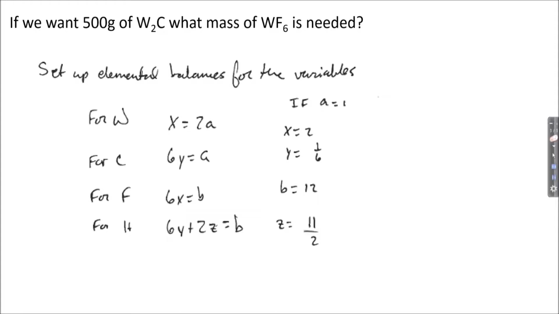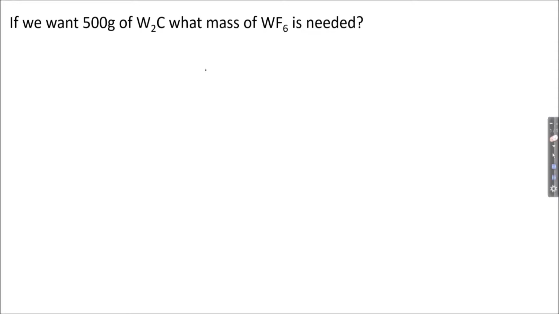We have a problem that's asking: if we want 500 grams of W2C, or tungsten carbide, what mass of tungsten hexafluoride do we need? If you remember, we set up our elemental balances for our variables, so it becomes very simple. The first thing we have to think about is what basis we want. If we want 500 grams of W2C, what mass of tungsten hexafluoride is needed? So what is our basis here? Let's think about it. Okay, we thought about it. Our basis here is 500 grams of tungsten carbide.